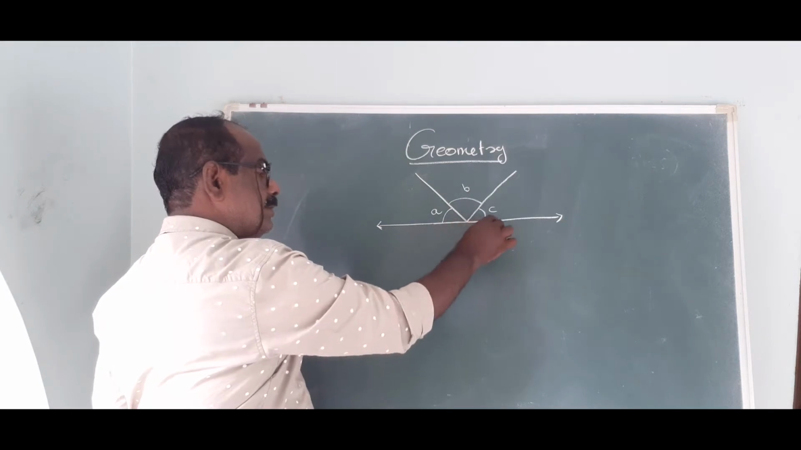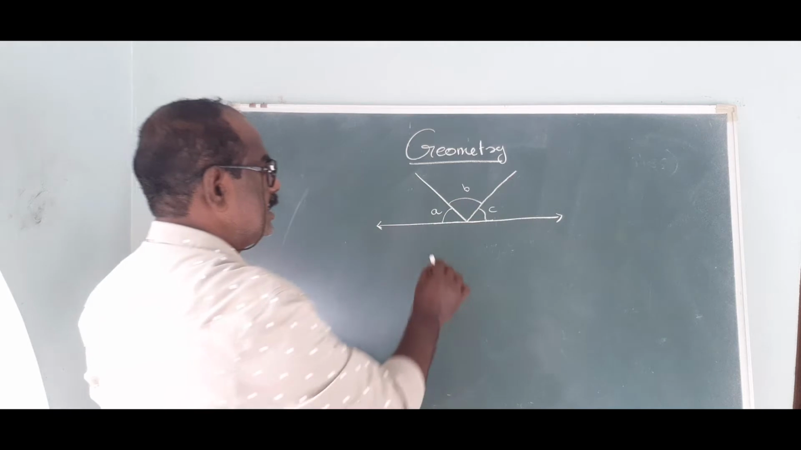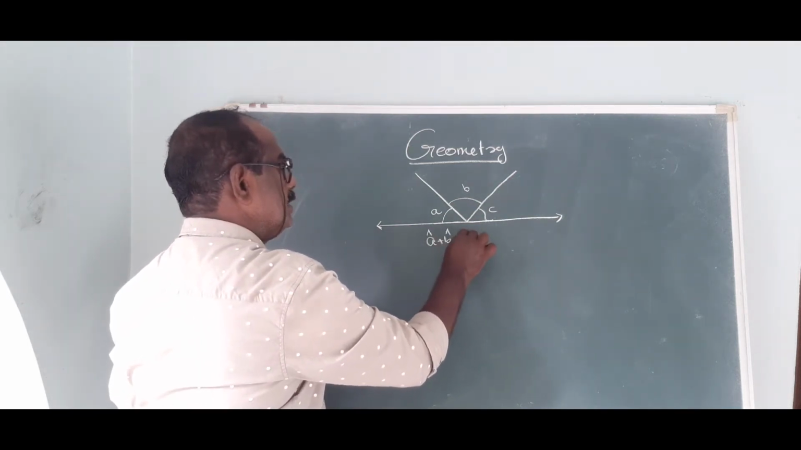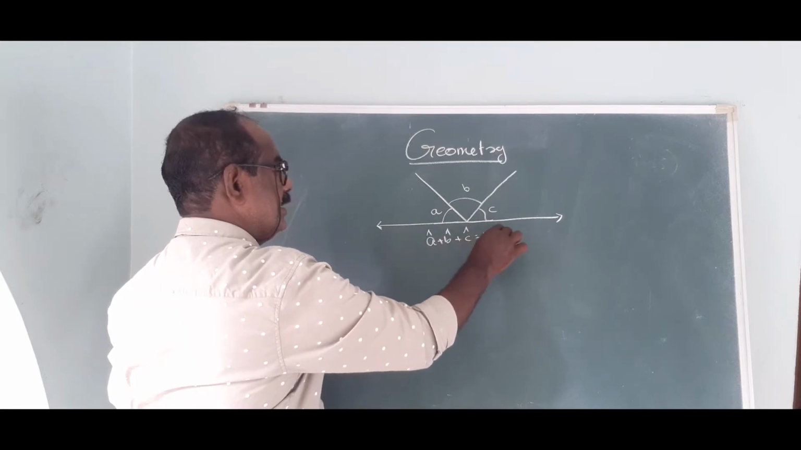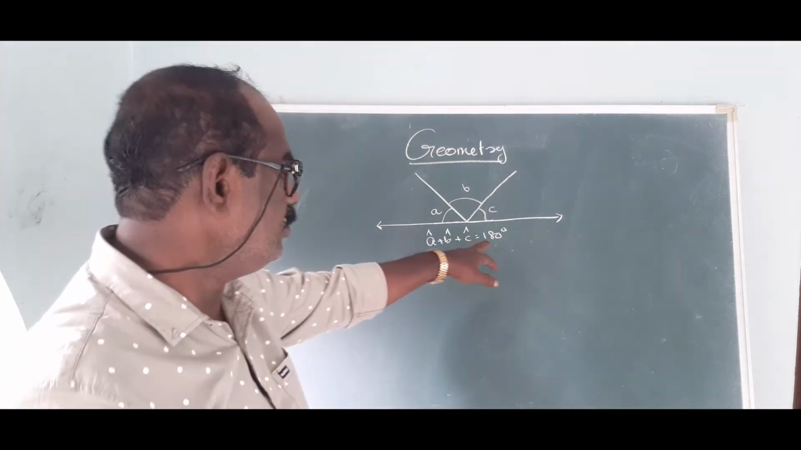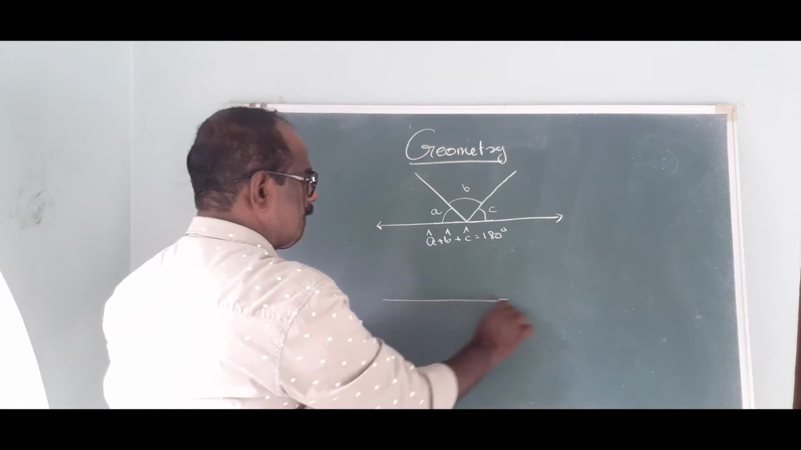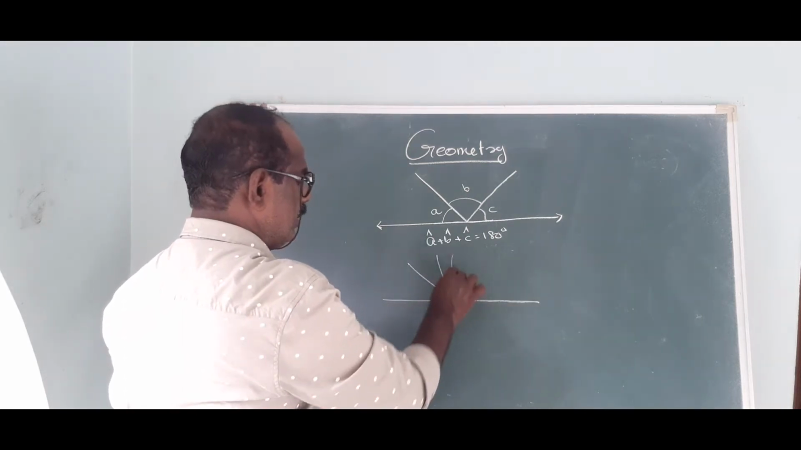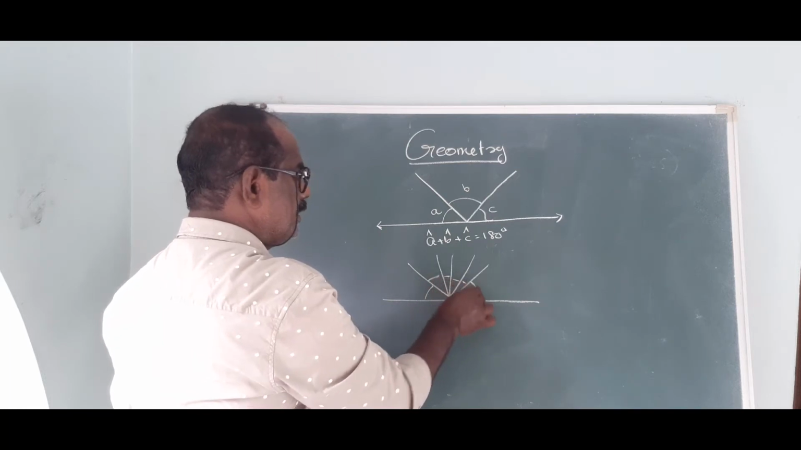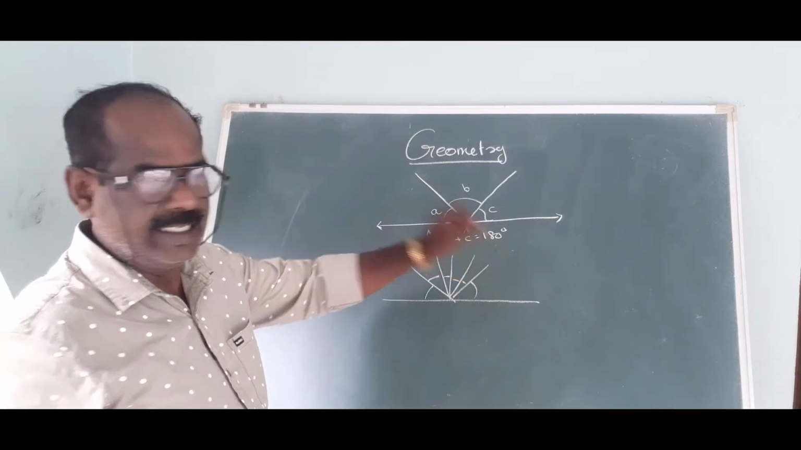On a straight line, we can say the sum of angles, that is angle A plus angle B plus angle C, is equal to 180 degrees. This is called linear pairs. The sum of the linear pair is equal to 180 degrees. So how many angles can we draw? We can draw like this, 1, 2, 3, 4, 5. Whatever it is, the sum of these angles is equal to 180 degrees.